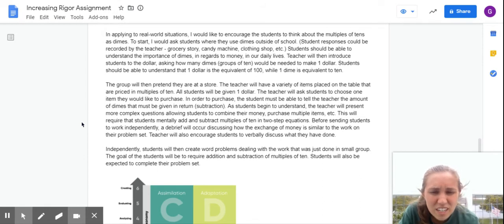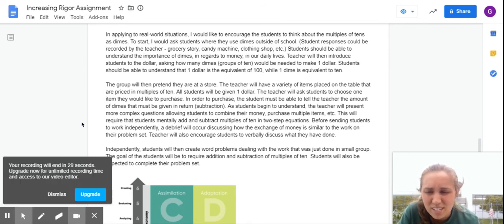And the teacher will give each student $1. But in order for that child to be able to purchase that item, they would have to be able to say the change that the teacher must give them. By that, I mean, if you are Sally and you have $1 and you're trying to purchase a 20-cent item, I want you to be able to say back, I need 80 cents back, which is equivalent to 8 dimes. So that's giving them the application of subtracting 100 minus 80 is equal to 20.